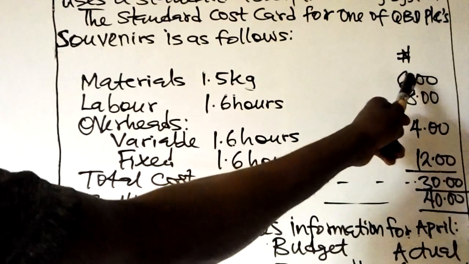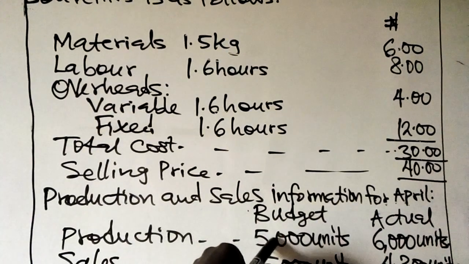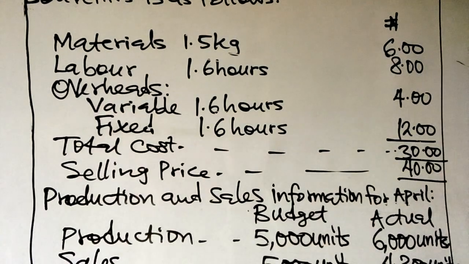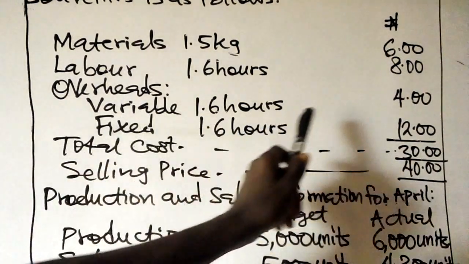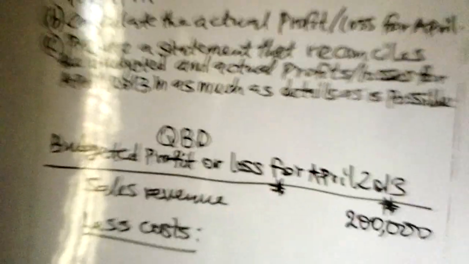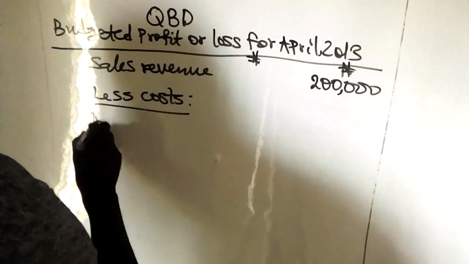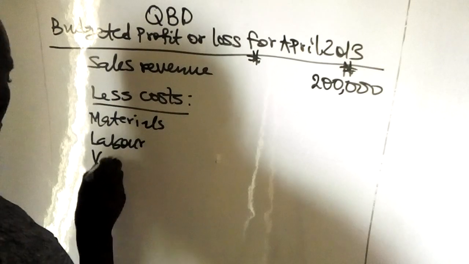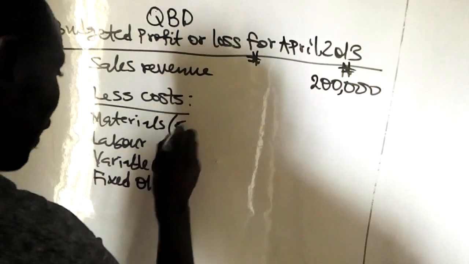That means for materials, you have 6 naira multiplied by the budgeted production of 5,000 units. For labor, you have 8 naira multiplied by the budgeted production of 5,000 units. Variable overheads, 4 naira multiplied by 5,000 units. And fixed overheads will be 12 naira multiplied by the budgeted production. Now, let's do that: materials, labor, variable overheads, and fixed overheads. The budgeted production is 5,000 units.